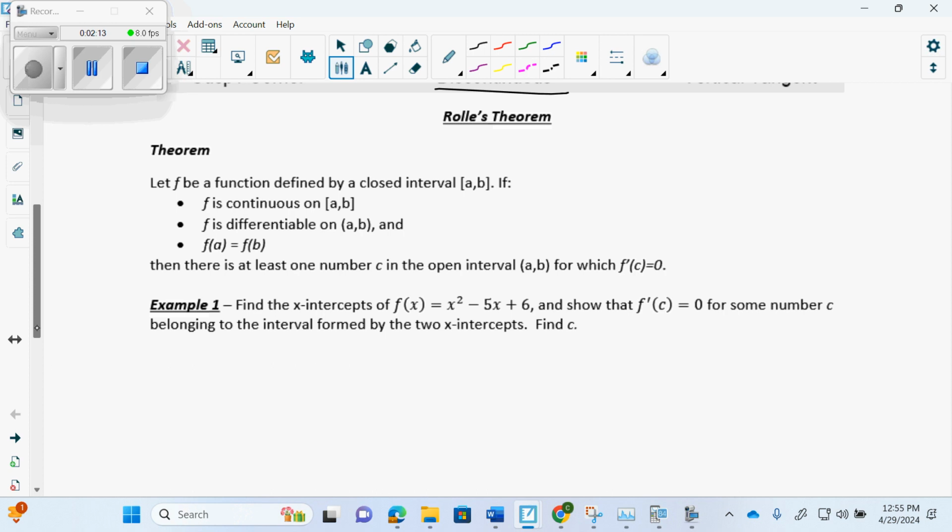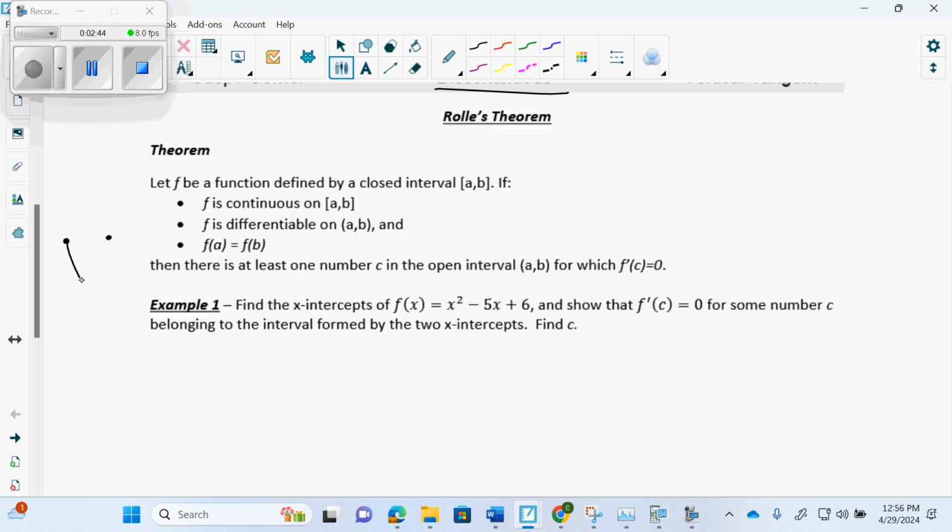So if your endpoints, f of a equals f of b, then what does that mean? How do you get an f prime of 0? f prime of x equals 0. When does that happen? Maxes, mins, points of inflection, correct? So if I have, for example, an f of a and an f of b that are the same, and the graph is continuous and differentiable, which means not just a straight line drawn along. A straight line wouldn't work.